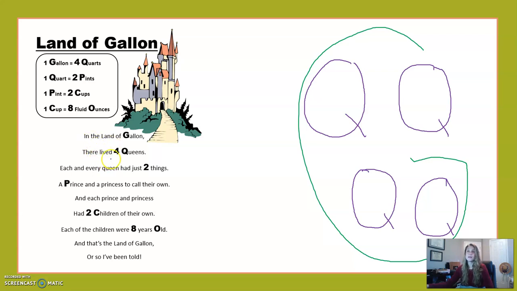In the Land of Gallon, there lived 4 queens. Each and every queen had just 2 things, a prince and a princess to call their own. So the next thing we're going to do is inside of our quarts, our Q's, we're going to draw 2 P's to represent the 2 pints that make up a quart. And here's what's really great about this drawing. Now, not only can I see that there are 4 quarts inside of a gallon, but I can also see that there are 1, 2, 3, 4, 5, 6, 7, 8 pints inside of a gallon as well.